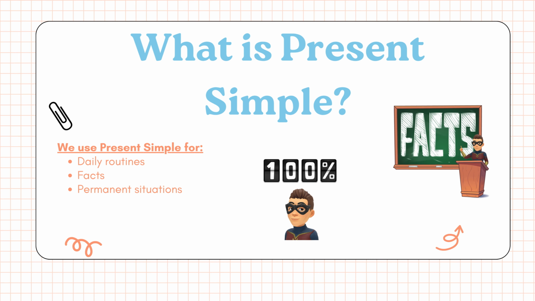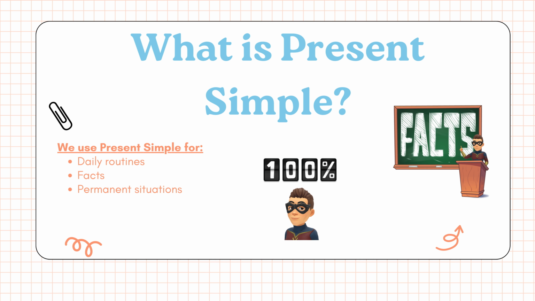Let's explore the present simple tense, a key part of English grammar. We use it in three main ways. First, for daily routines, like eating breakfast or going to school. Second, to state facts. Things like water boils at 100 degrees. And third, to describe permanent situations, such as he works in a hospital. Mastering the present simple helps you speak clearly and confidently.